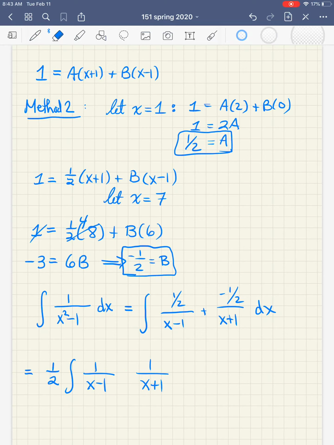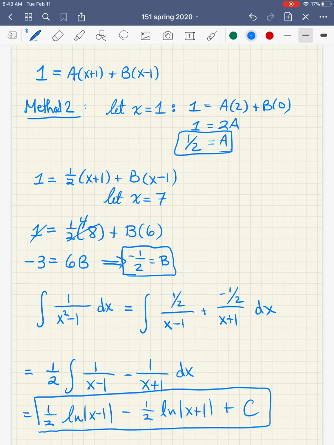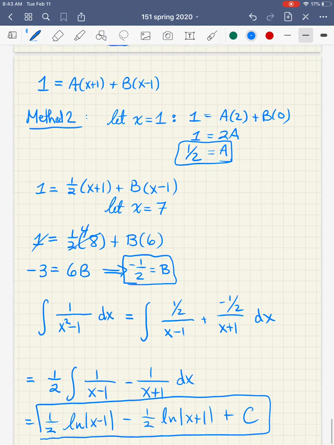I missed a minus sign. And so this is going to be 1/2 times the natural log of x minus 1, minus 1/2 the natural log of x plus 1, plus c. Okay. And so that's a nice expression. I think we did this in class.